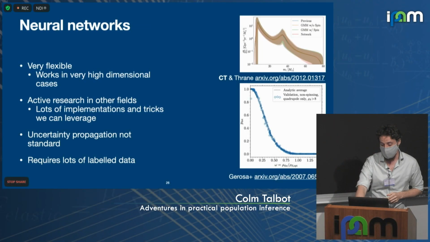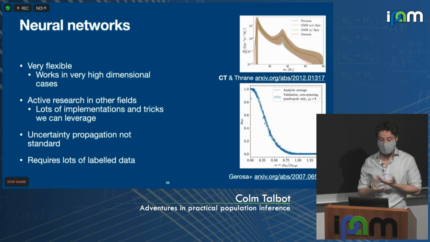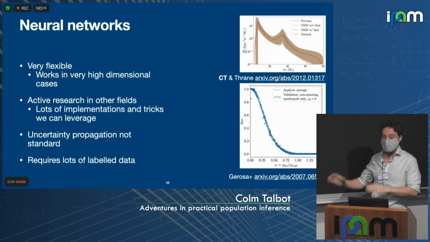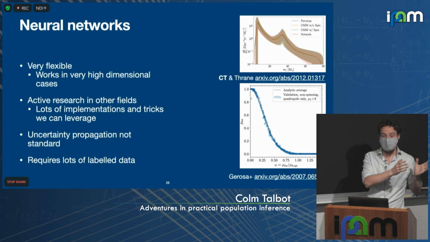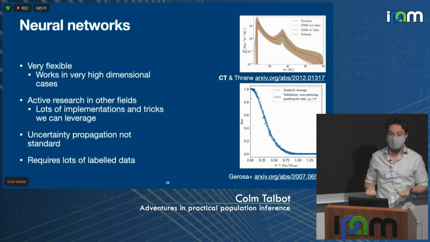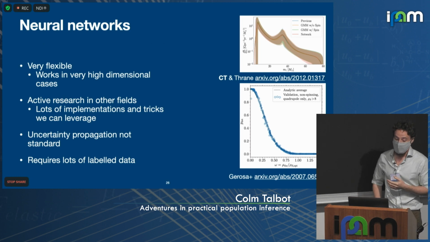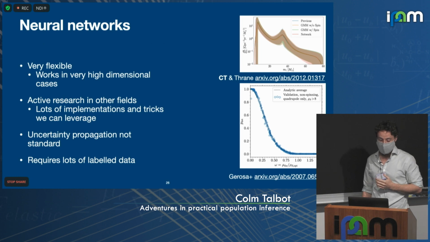And then neural networks have been used in a few cases. They're very flexible. They work on very high-dimensional data. A neat feature of them is that people really love neural networks. People not in gravitational waves and not in astronomy, but people in businesses that make lots of money really love neural networks. And so there are great bits of software out there for just using neural networks off the shelf that can make it a lower barrier of entry to starting. But as I understand, uncertainty propagation is not standard and difficult to track.